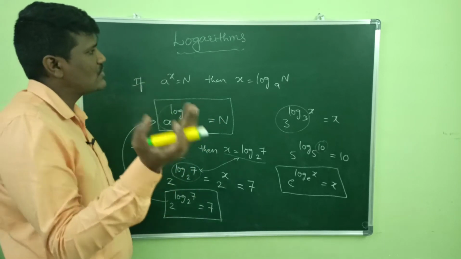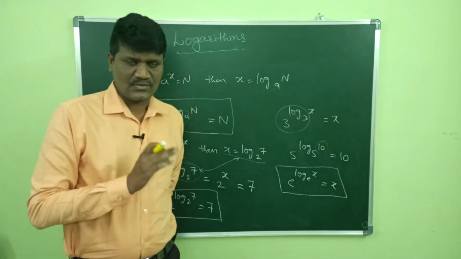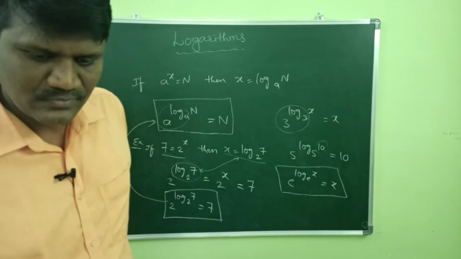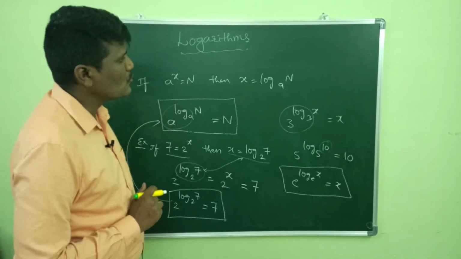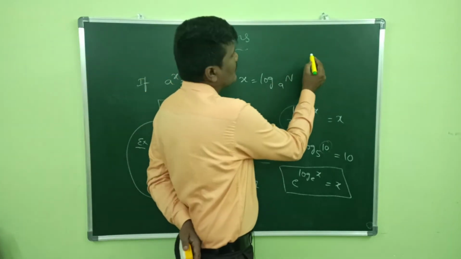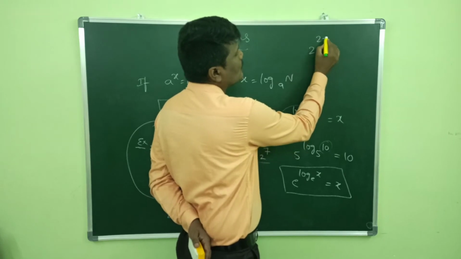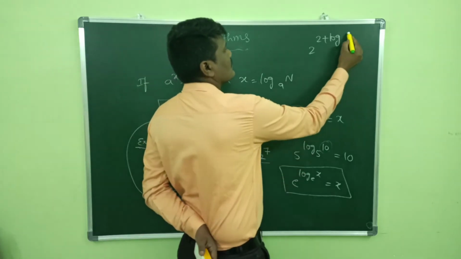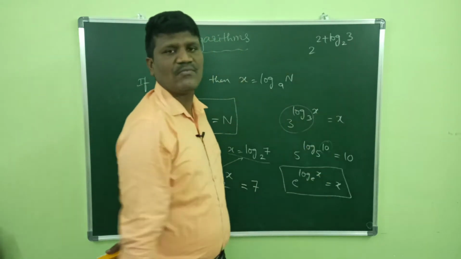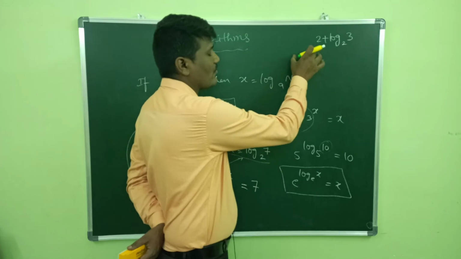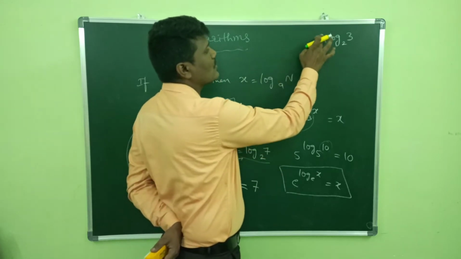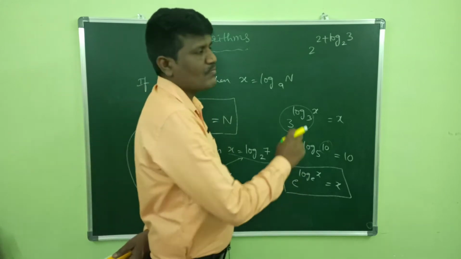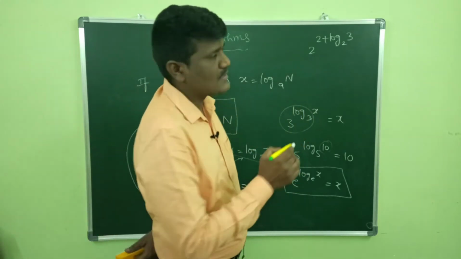Okay. If you see in exercise 1.5, the last problem is there. The problem is 2 power 2 plus log 3 to the base 2. This is the question. How to do this? 2 power 2 plus log 3 to the base 2. In exercise 1.5, it is the 9th problem.